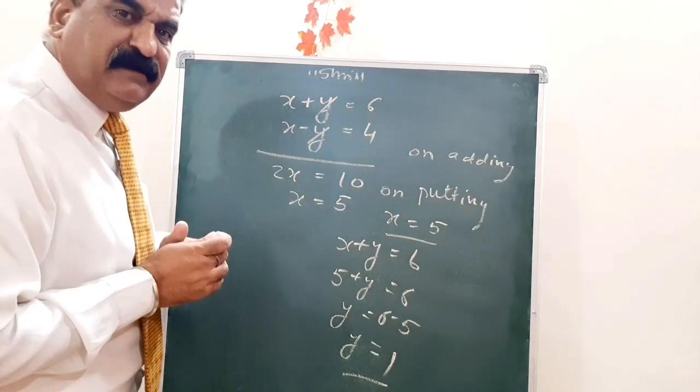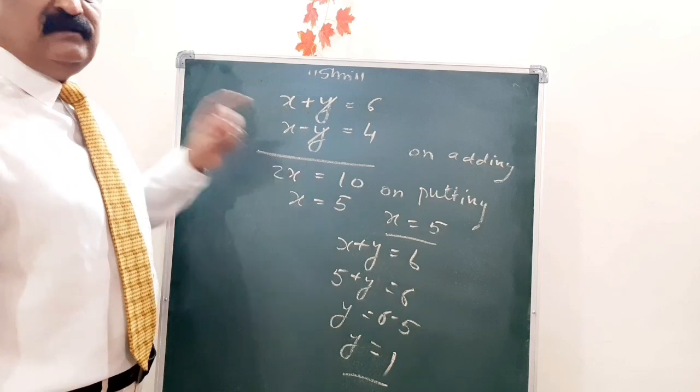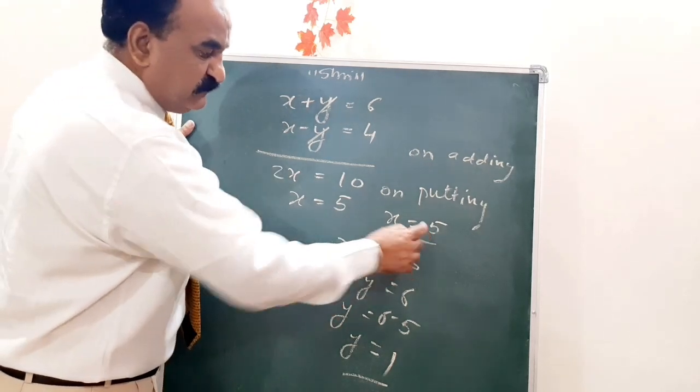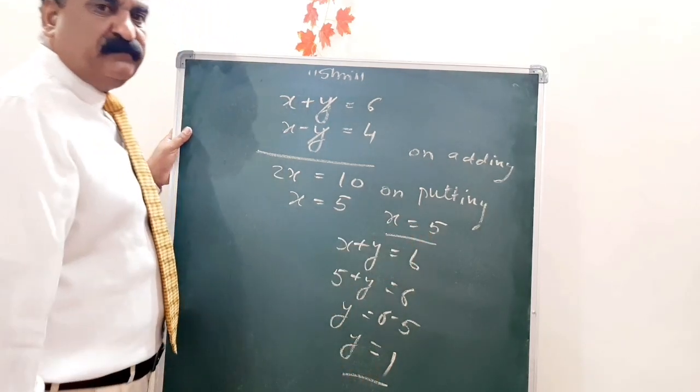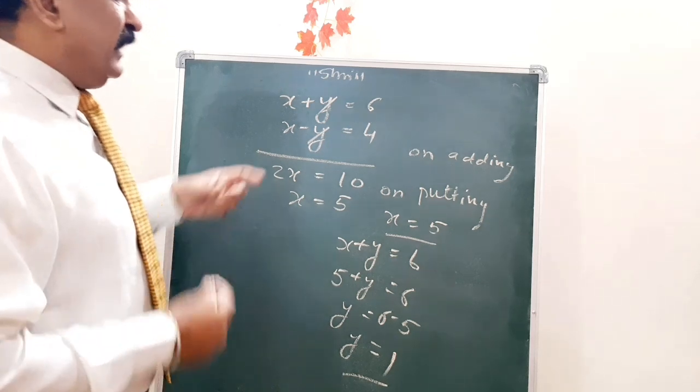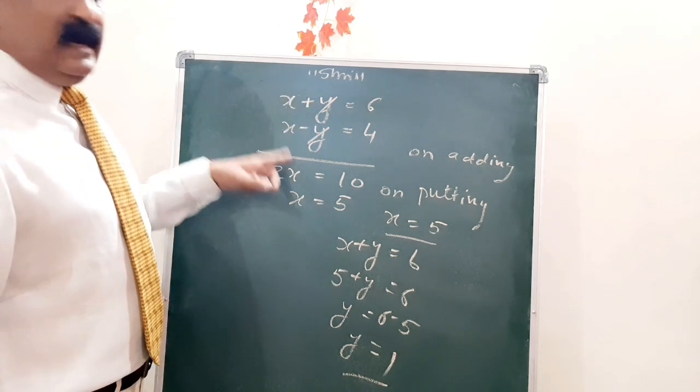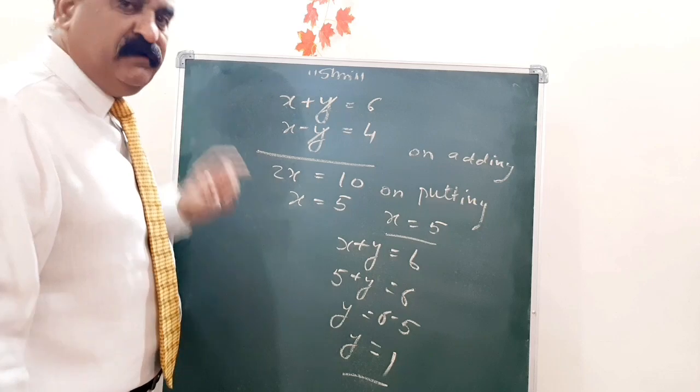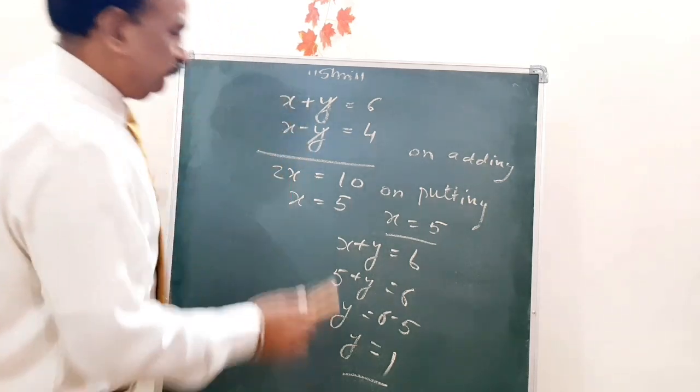Now somebody can tell me, sir, I don't want to cancel y. What is your solution? x is equal to 5 and y is equal to 1. And somebody is telling me, sir, I don't want to cancel y, I want to cancel x. Then how will we do? Let us see how.